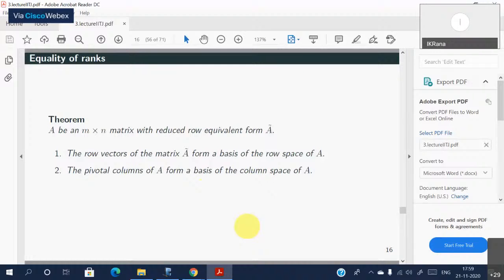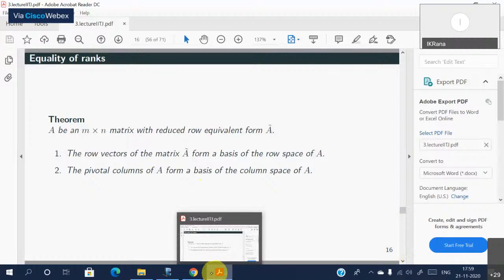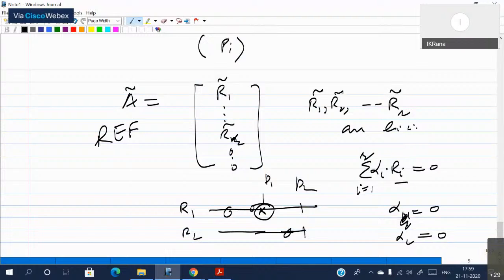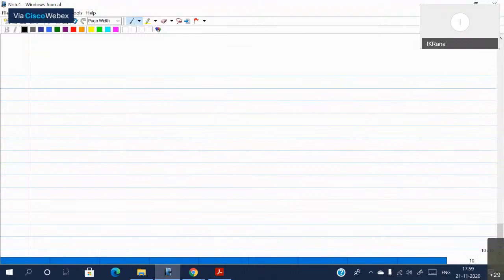And these also have applications. Let me just give you quickly those applications of these things, which are from the computation point of view. So let us look at some applications. You are given some vectors v1, v2, vk.